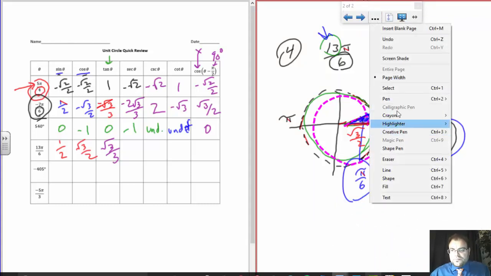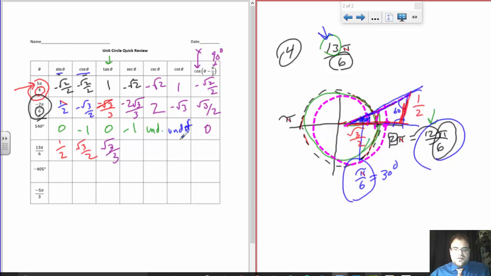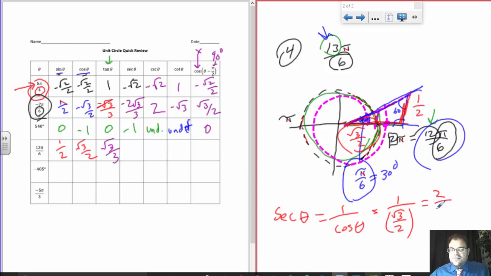Let's go ahead and do the secant. The secant is the reciprocal of cosine, as we all know. So we take cosine's answer, root 3 over 2. It's like saying 1 over root 3 over 2. Cosine is root 3 over 2, so we say 1 over that. When I do that, this is going to give me 2 over root 3. Then I'll have to multiply the top and bottom by root 3 again to get rid of the radical on the bottom. 2 times root 3 is 2 root 3, and root 3 times itself is 3. That's your answer for the secant: 2 root 3 over 3.